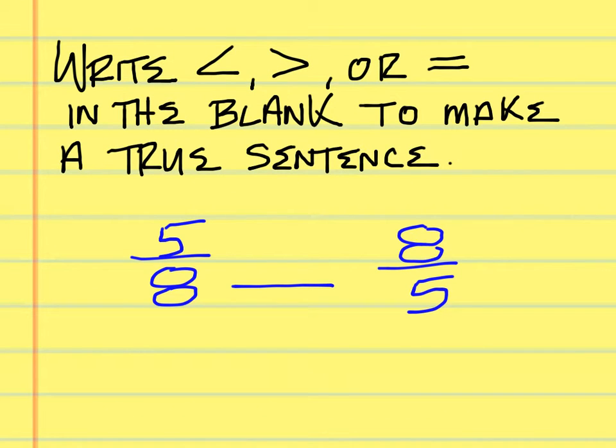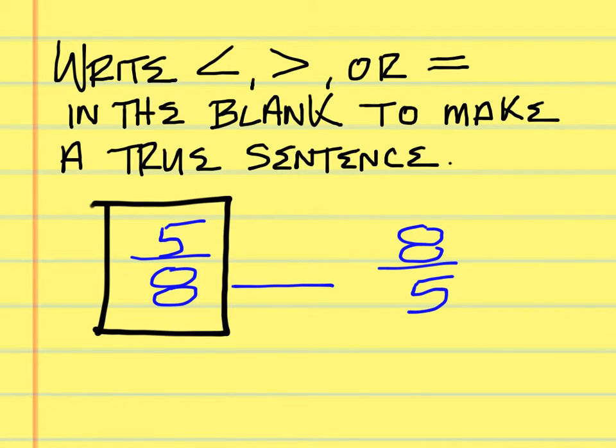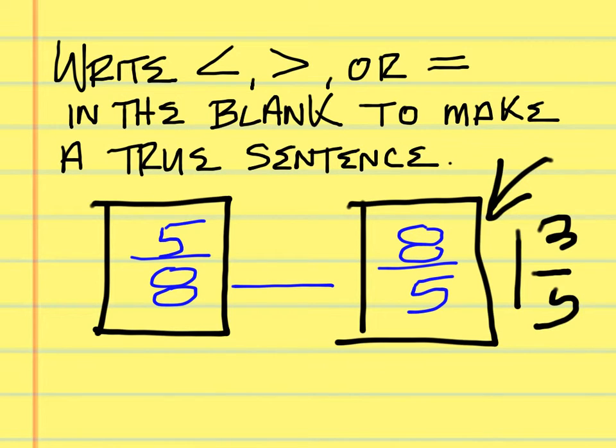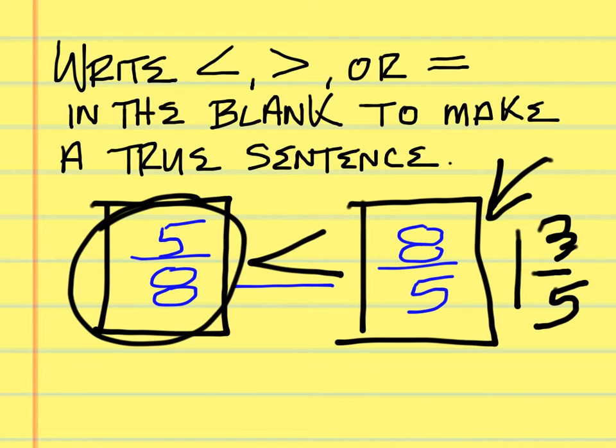If you're comparing two fractions, and one of them is proper, such as the top number is less than the bottom, and the other one is improper, the top number is greater than the bottom. This one is over 1. This is like 1 and 3/5. This one is less than 1, so that one must be greater. The sign is less than.